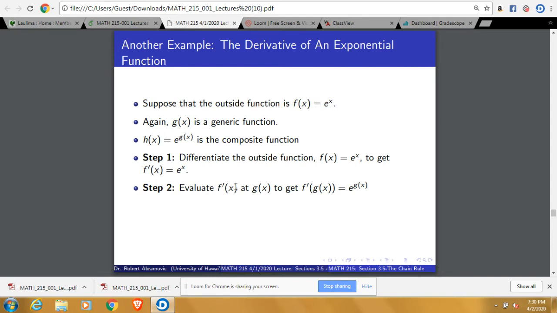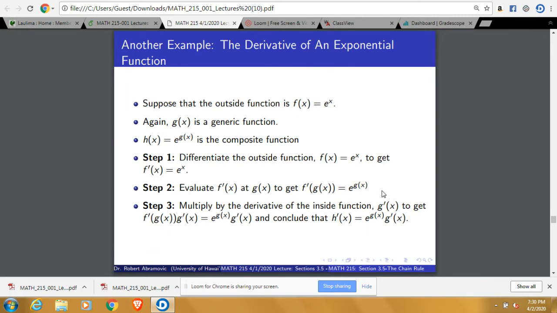Step 2, we evaluate f prime at g of x. So f prime, instead of taking x as an input, takes this generic function g as an input. So instead of raising e to the x power, we raise e to the g of x power. We get f prime evaluated at g of x is e to the g of x. And now we're going to multiply by the derivative of the inside function, g prime of x, to get f prime of g of x times g prime of x. We already saw that was e to the g of x times g prime of x. And we conclude the derivative of this function is e to the g of x times g prime of x.